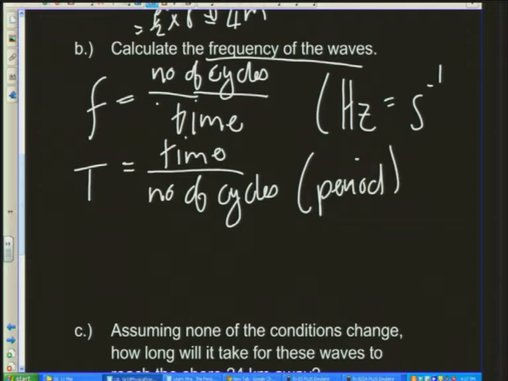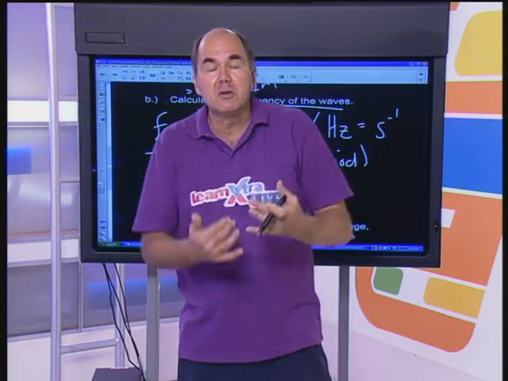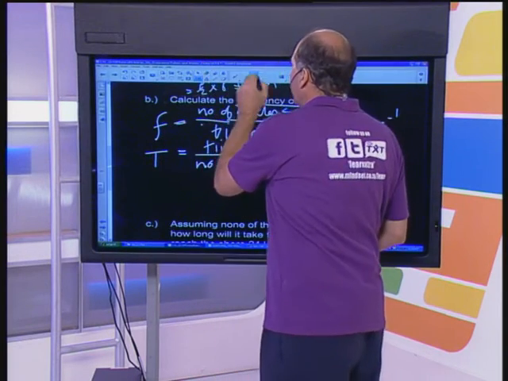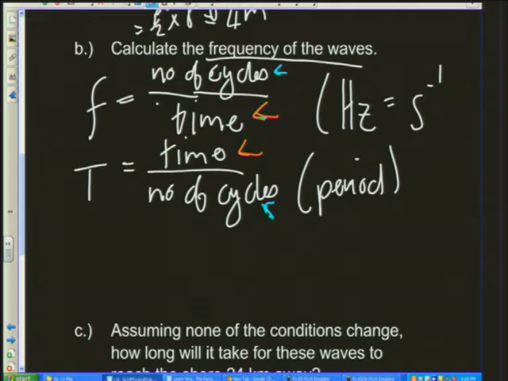Now, very important, what can you see about these two equations? Hopefully you can see that on this one, cycles is on the numerator, and on this one, cycles is on the denominator, and time over here is the denominator, and time over there is on the numerator. They've flipped. They're reciprocals of each other. So the relationship that I'm going to use is that frequency is 1 over period.